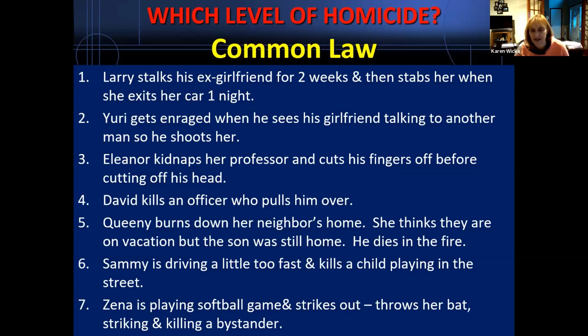Queenie burns down her neighbor's house. She thinks they're on vacation, but the son's still home, dies in a fire. That's going to be your felony murder. Sammy is driving a little too fast and kills a child playing in the street. That is going to be involuntary manslaughter. And then Zena is playing a softball game and strikes out, throws her bat, strikes and kills a bystander. Again, that's going to fall under reckless or negligent. So that's your involuntary manslaughter.